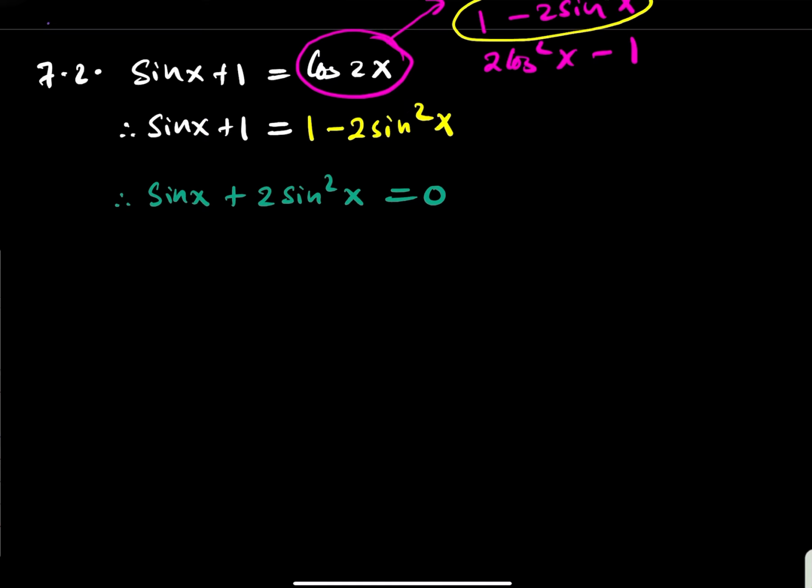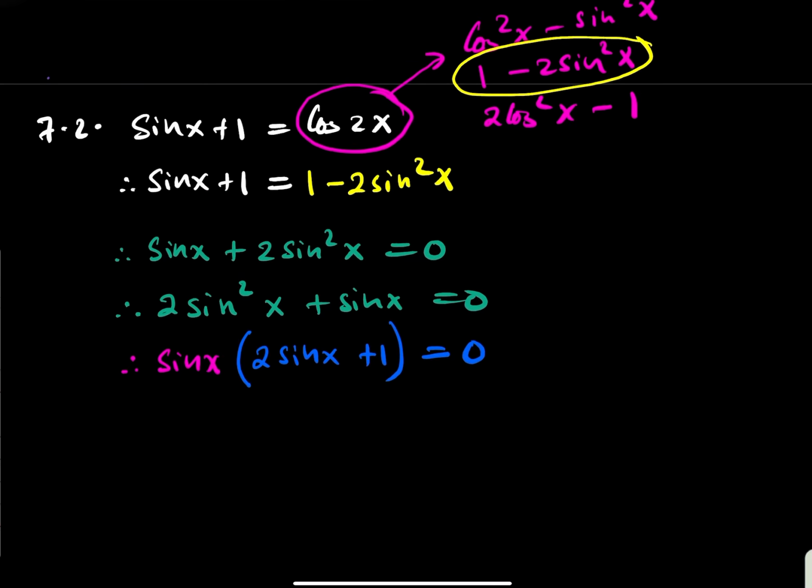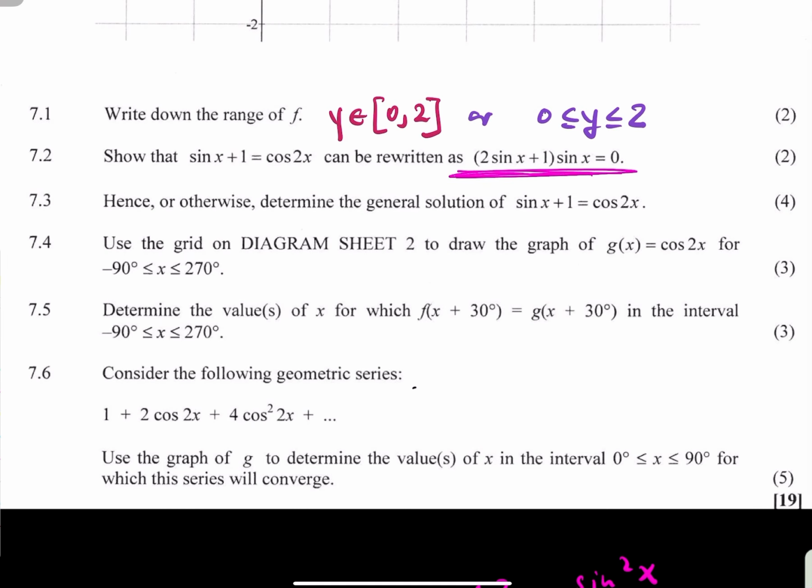Now, it's a quadratic situation. You can rearrange it properly to say this is 2 sine squared of x plus sine x is equal to 0. You can see that there's a common factor of sine here, which you can take out. I'm now going to take a common factor of sine x, so I'll be left with sine x times (2 sine x plus 1). That is equal to 0. And then you have proven that part.